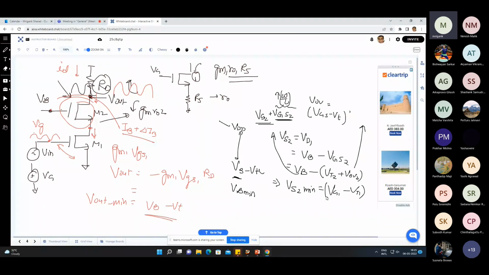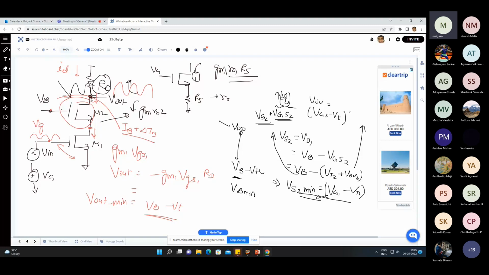If you have to minimize this, then once again, you have to minimize VG1. And for that, the only option is to increase W by L. But that is going to increase the current also. If you increase the current, it will again require increasing the W by L of M2. For the time being, suppose for simplicity the current is fixed and therefore VG1 is fixed, and therefore VS2 min is given by this. If VS2 min is given, you know what is the VB min. VB min will be equal to this VS2 min plus VGS2. VGS2 you can try to minimize by increasing the W by L of M2. Is that clear? This way we can arrive at the maximum.